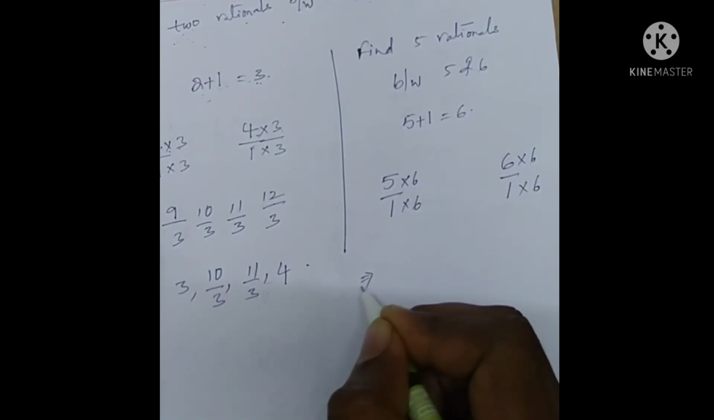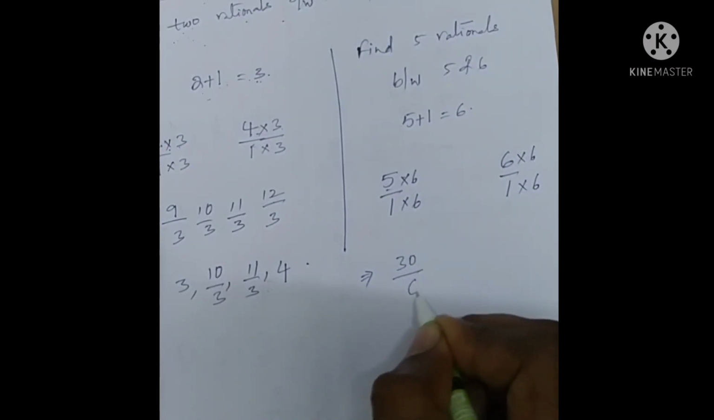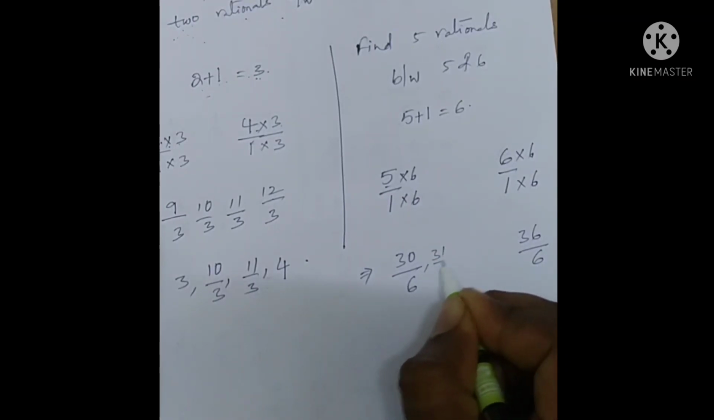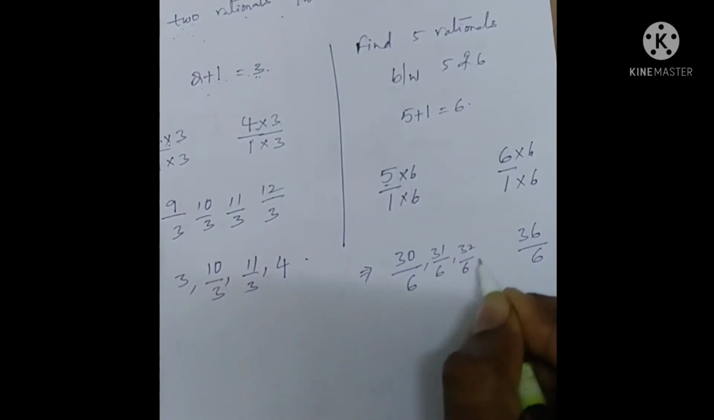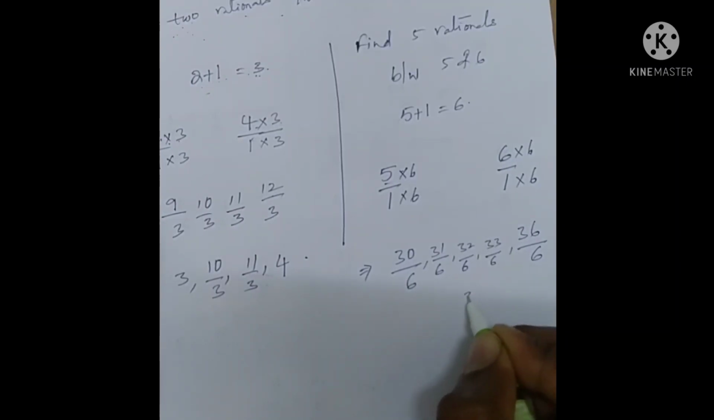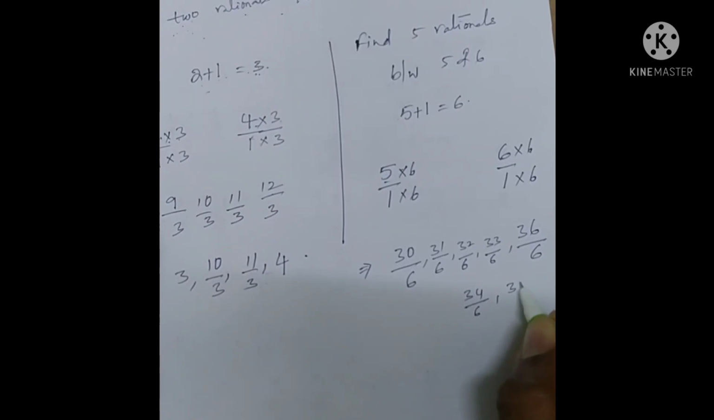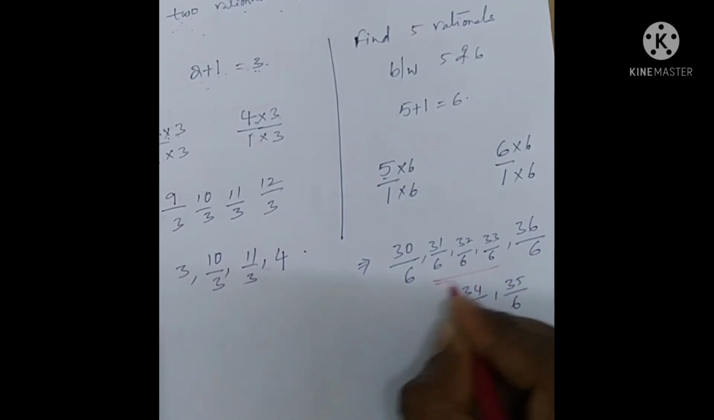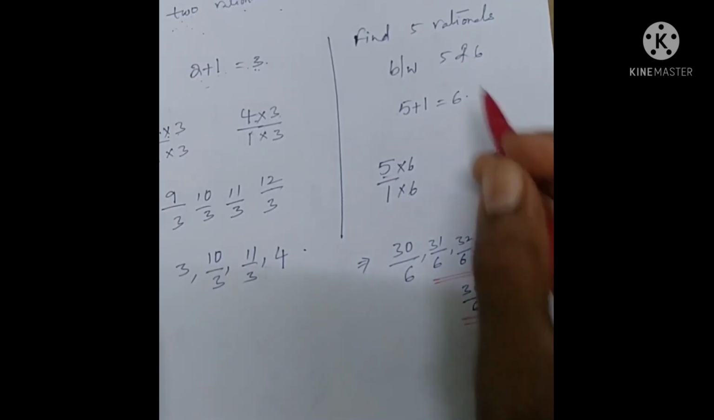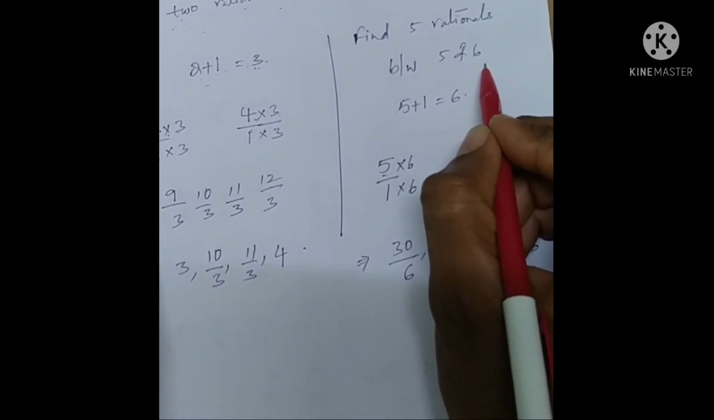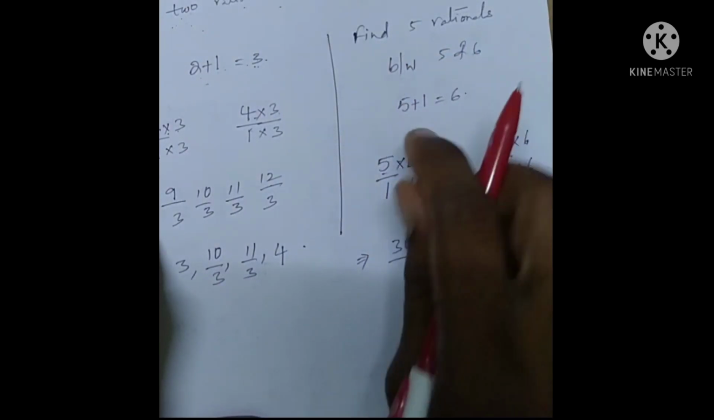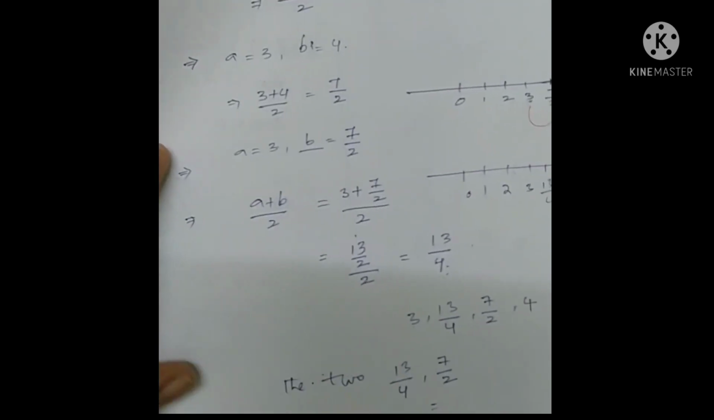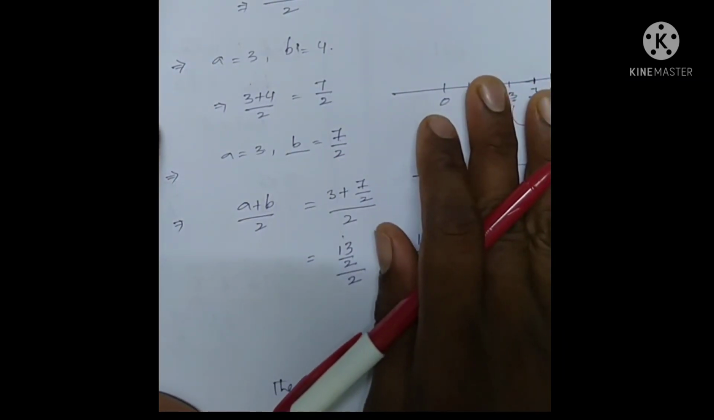So that is equal to 5 times 6 is 30 by 6. Here 6 times 6 is 36 by 6. Here 31 by 6, 32 by 6, 33 by 6, 34 by 6, 35 by 6. So these are the 5 rationals in between 5 and 6. This is the way we can find any rational numbers in between two integers. This is the alternative method. This is our main method.